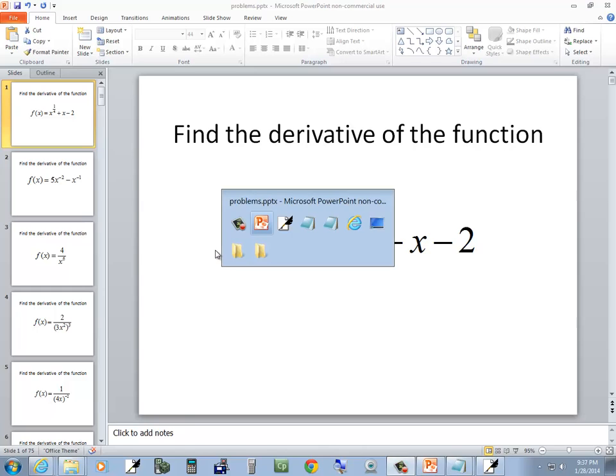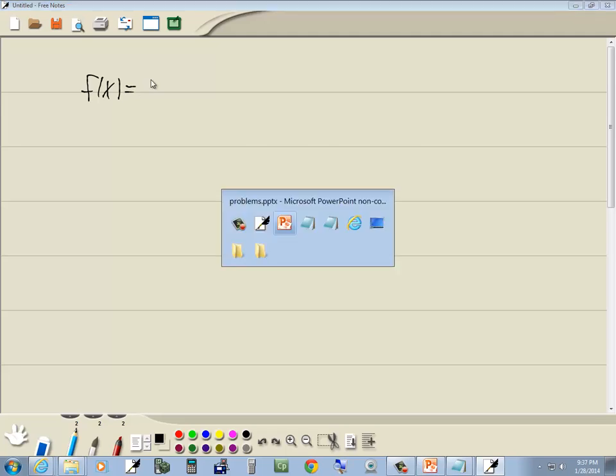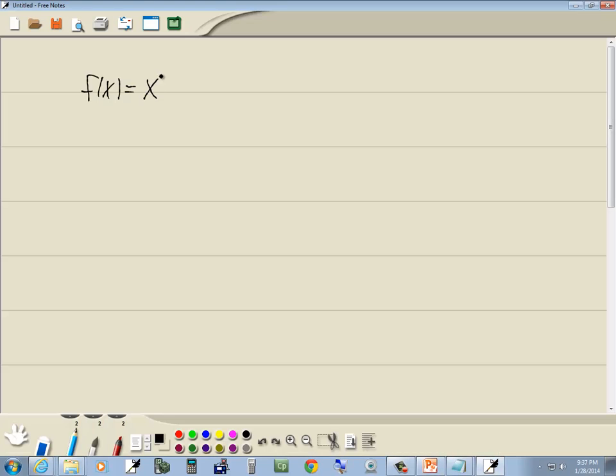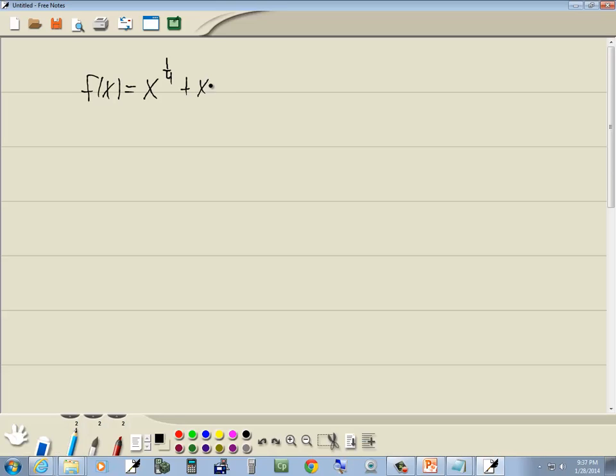Take a look at this problem. We've got f of x is equal to x to the 1/4 plus x minus 2, and I want to find the derivative. Well, if you have x to a power, what you do is take your power and put it out in front, so 1/4 x, and then you lower your power by 1, so 1/4 minus 1.